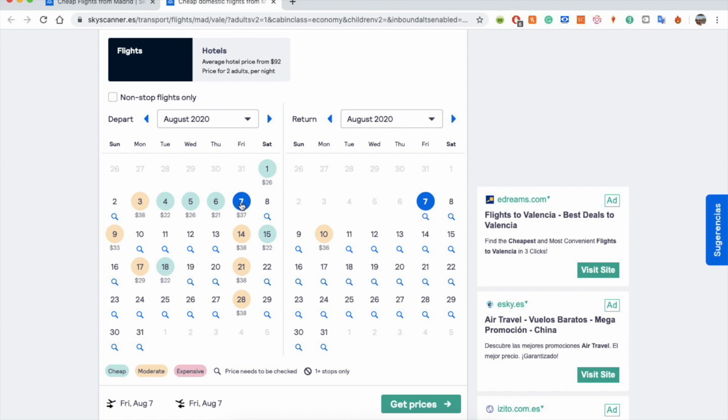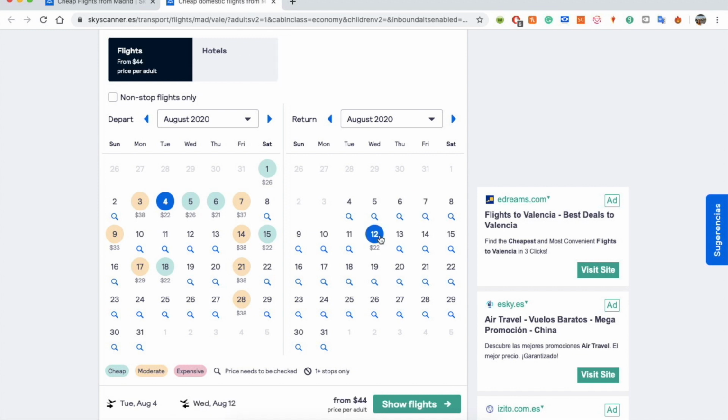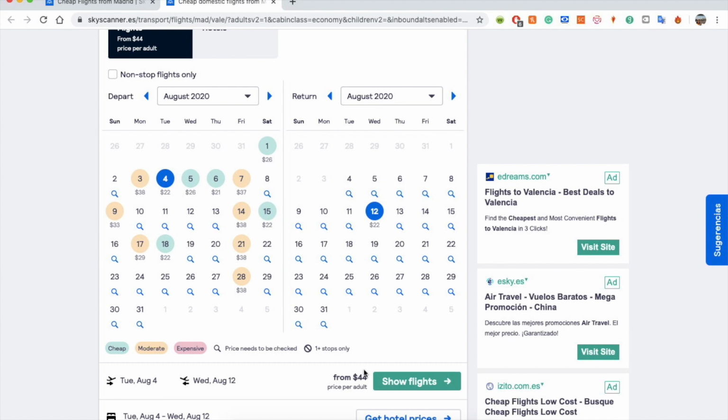So you just click on a day, let's say the 4th. Okay, it's $22. Okay, look, the 12th, $22. $22 there, $22 back. That's nothing. You know what I mean? $44 round trip is really, really good. But do I want to stay for a week and a day? That's the thing that you have to consider.